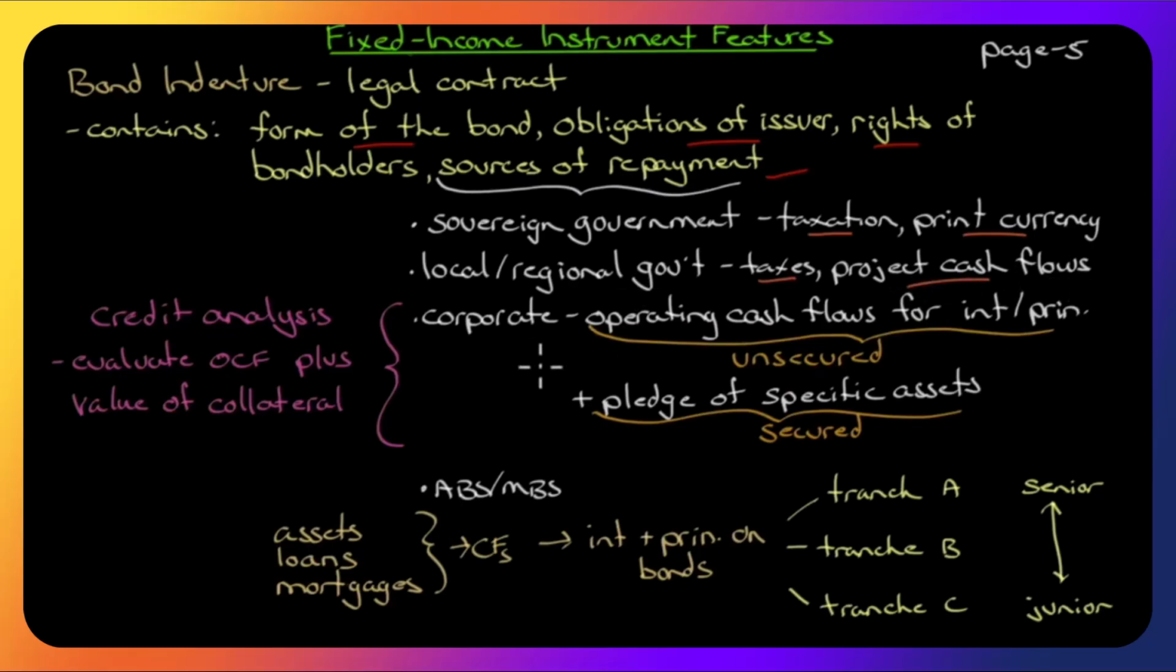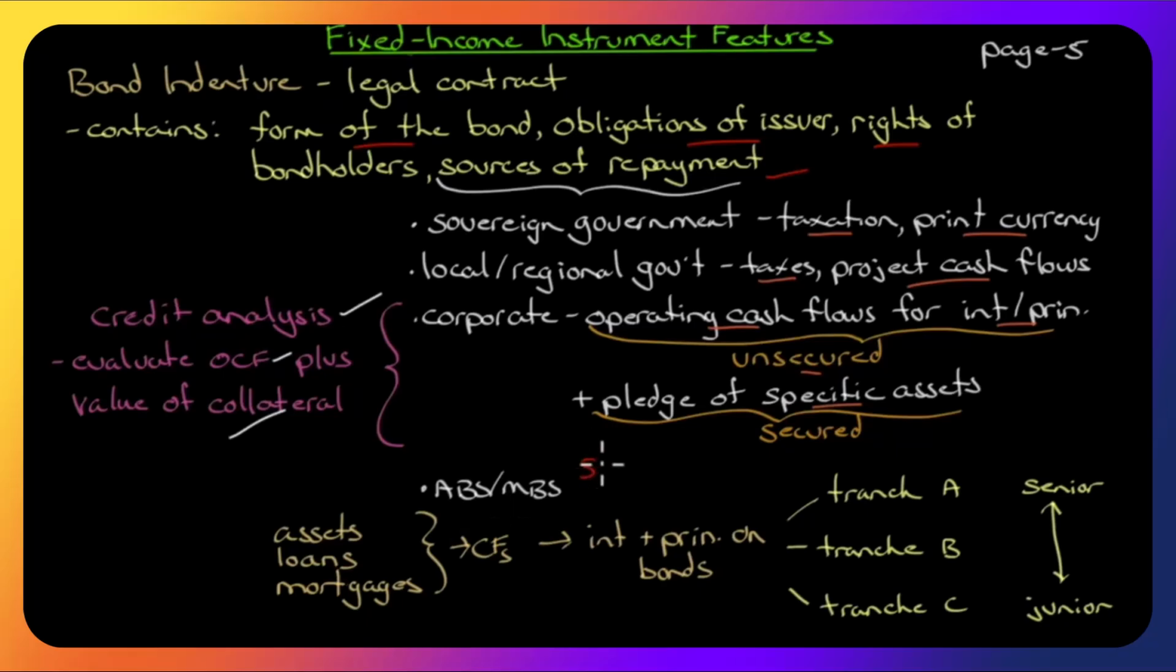And then you have corporate bonds. For unsecured bonds, it's typically the operating cash flows for both interest and principal. If they are secured bonds, then you would have a look at the specific assets that are backing up the security. So if you are doing credit analysis, and we are going to look at credit analysis later on in this section, we can see with corporate bonds, our job is to evaluate the operating cash flows plus evaluate the value of the collateral.